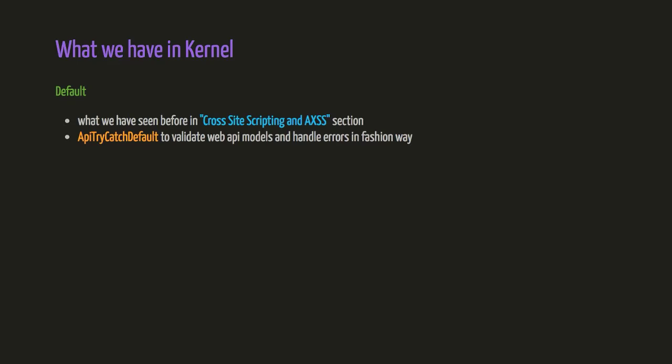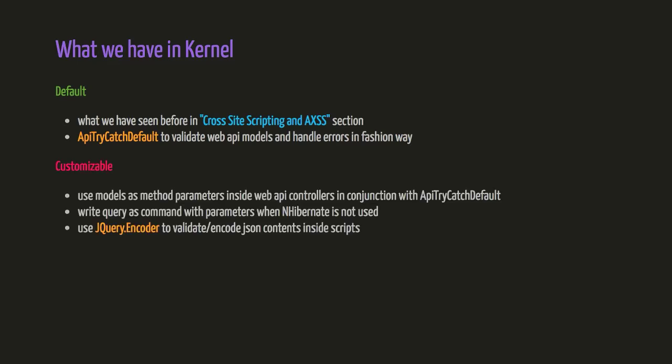We have the ApiTryCatchDefault extension method to validate web API models and handle errors in an efficient way. And if you plan to use web API, remember to use models as method parameters inside controllers in conjunction with ApiTryCatchDefault. Remember to write queries as commands with parameters when NHibernate is not used, and on client side, use jQuery encoder to validate JSON contents inside the scripts.